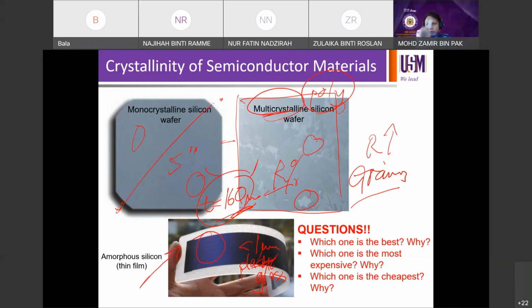So what do you think? Among these three, monocrystalline or polycrystalline or multi, let's call it multi, mono or multi or amorphous, which one do you think is the best? By best here, I mean the performance-wise. What do you think would make the best crystalline semiconductor material for device operation? Any guess? You can guess here. You can unmute yourself and guess.